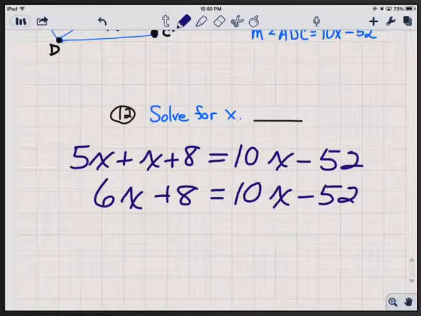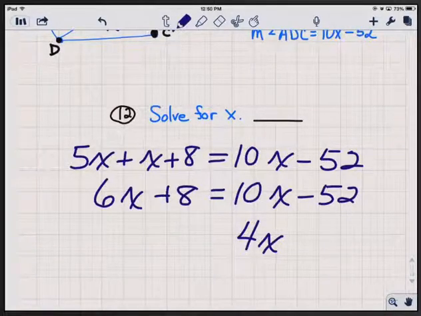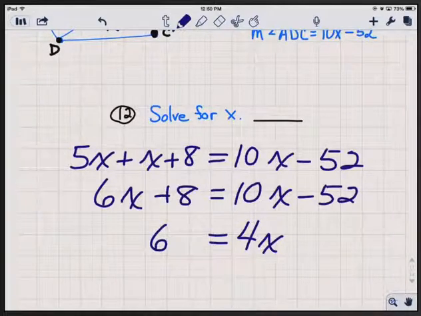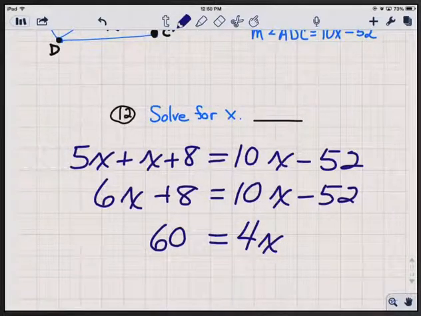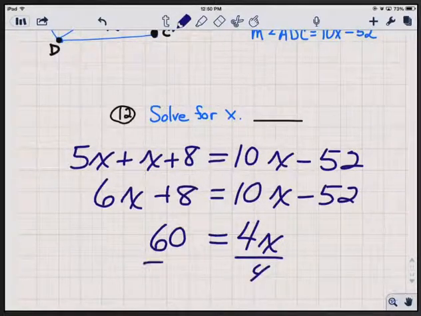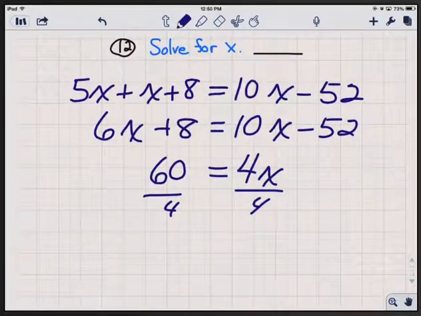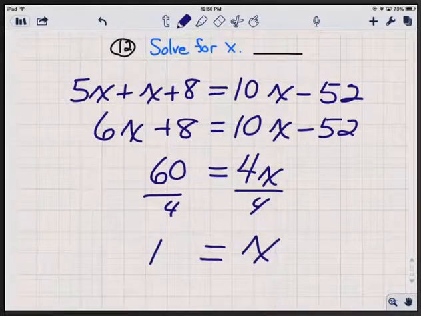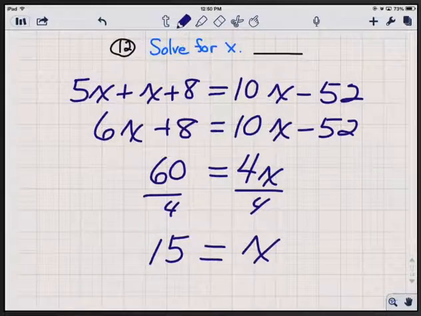We subtract 6x from each side of the equation. That gives us 4x over here on the right. We add 52 to each side of the equation. That gives you 60. You divide each side by 4, and you have x equals 15. And once again, like the previous problem, you can check your answer.